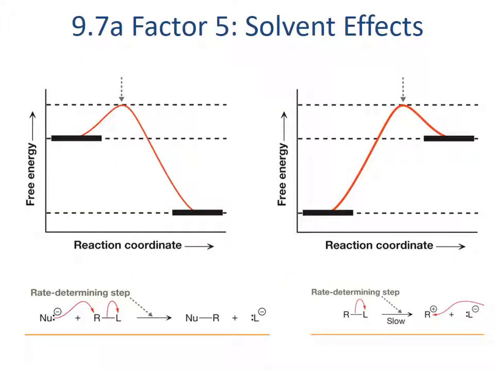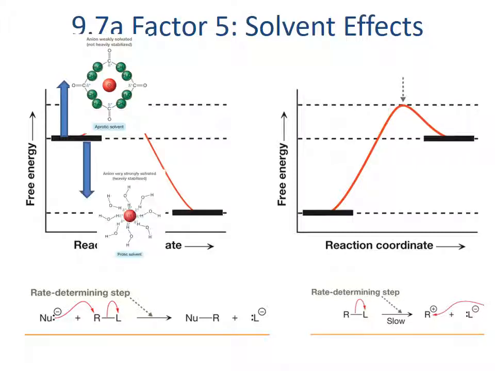For SN2 reactions, the rate-limiting step is going to look most like the reactants, which typically includes a negatively charged nucleophile. This means that aprotic solvents will be higher energy and cause faster SN2 reactions, while polar protic solvents will stabilize the nucleophile and prevent it from reacting.